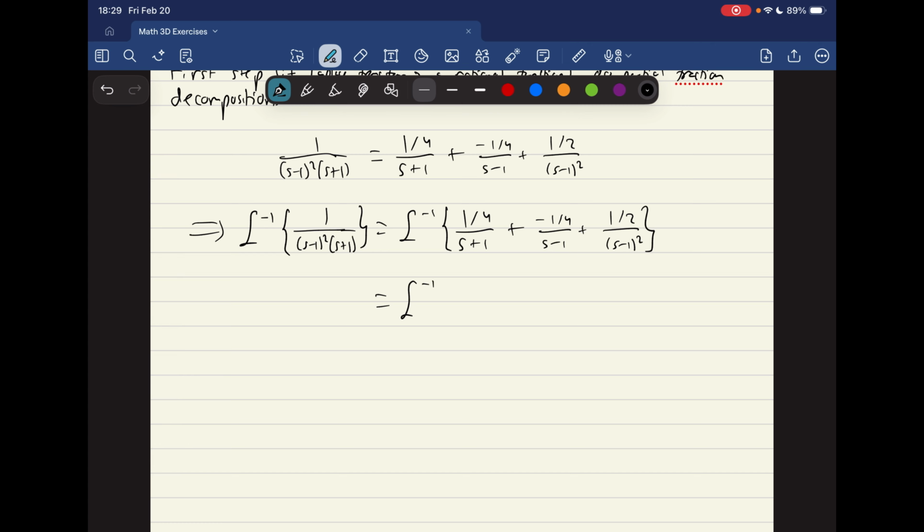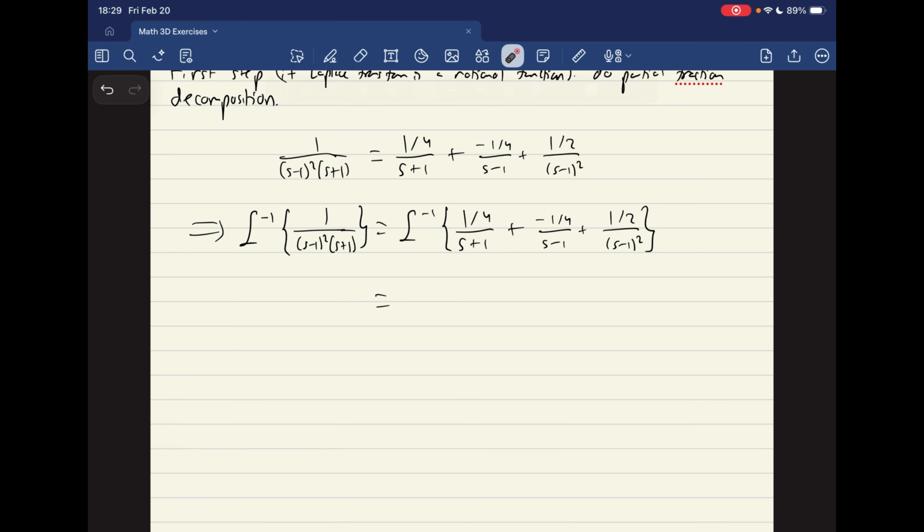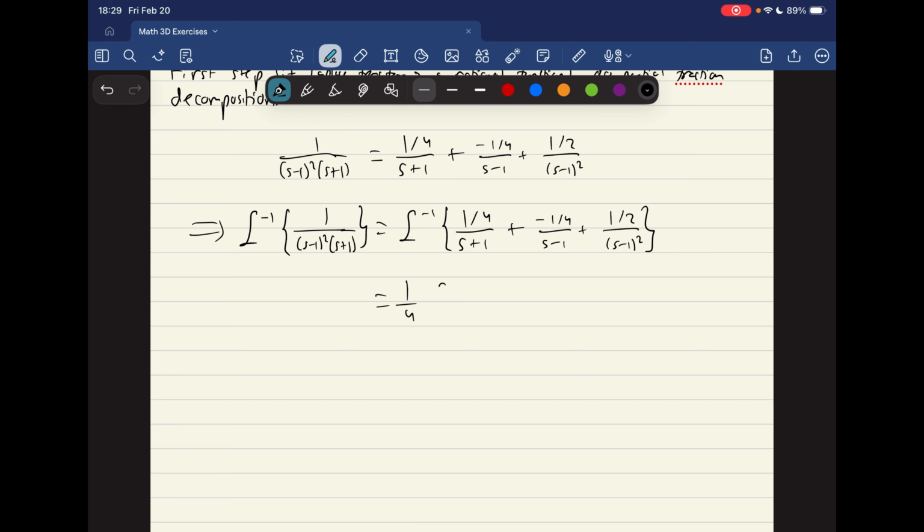But by linearity of the inverse transform, we could just factor out any constants and then do the summands separately. So it's going to be 1/4 inverse transform of 1 over s plus 1, minus 1/4 inverse transform of 1 over s minus 1, plus 1/2 inverse transform of 1 over (s minus 1) squared. Okay.